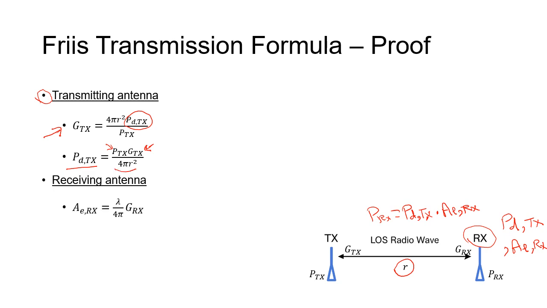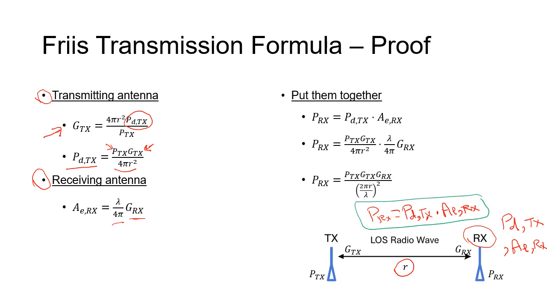Then, from the receiving antenna side, we have learned that any antenna's aperture area is calculated as lambda squared divided by 4 pi multiplied by the gain of that antenna, in this case G_RX. Now we just need to apply this equation. Once we substitute these values and do some mathematical manipulation, we reach our target equation, which is the Friis transmission formula.